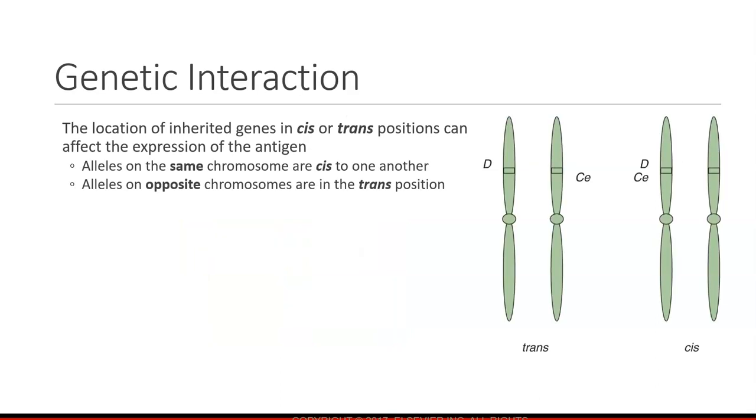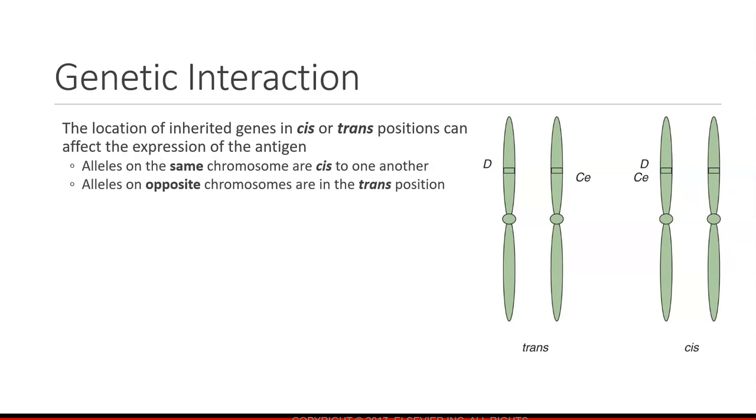So genetic interaction: the location of inherited genes in cis or trans positions can affect the expression of the gene. Alleles on the same chromosome are cis to one another. Alleles on opposite chromosomes are in trans position to each other.